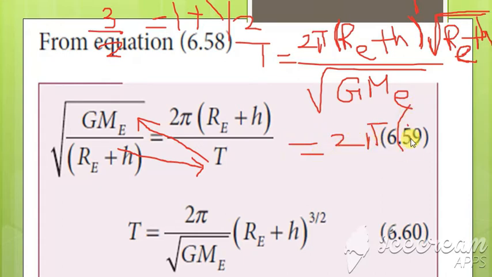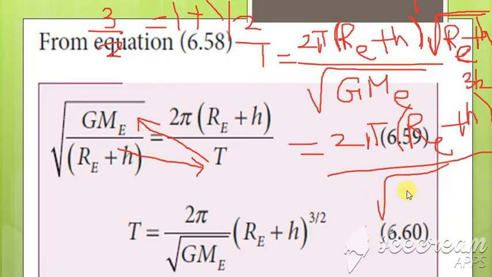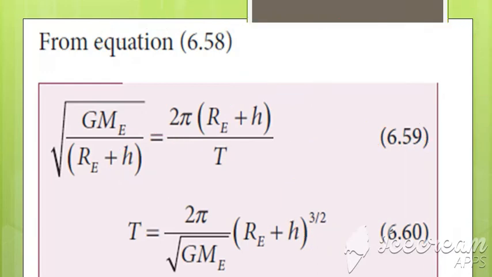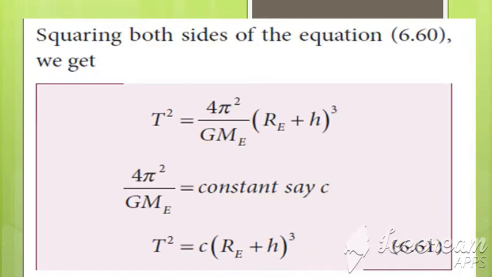Okay, this is RE plus H whole power 3 by 2 divided by root of G into ME. Okay, so this equation is being written here. So it is RE plus H whole power 3 by 2 because we are just adding this power and this power. So we get power 3 by 2. Clear with this?